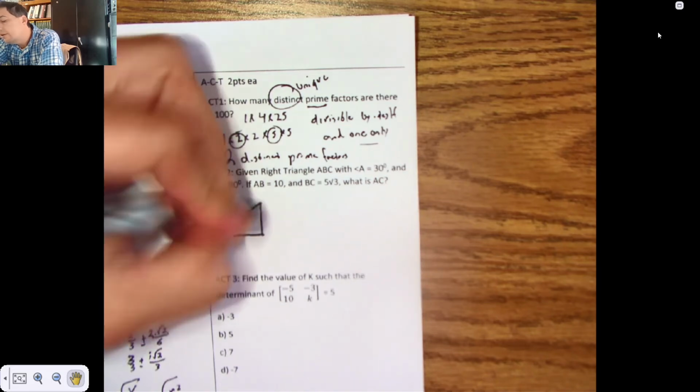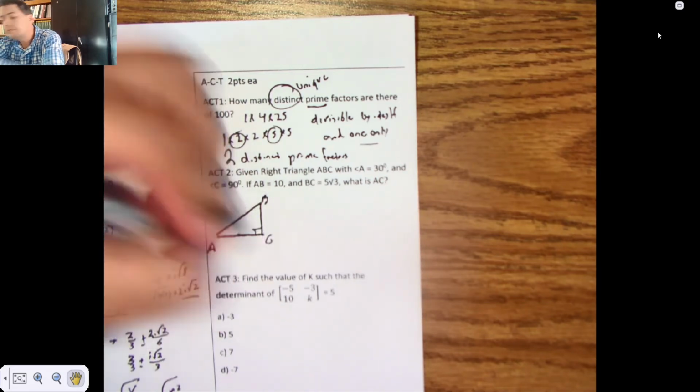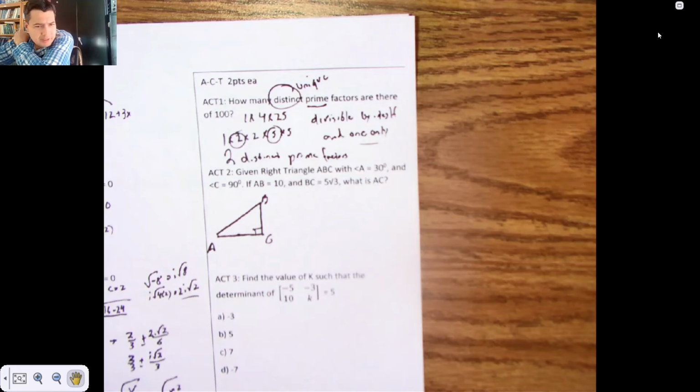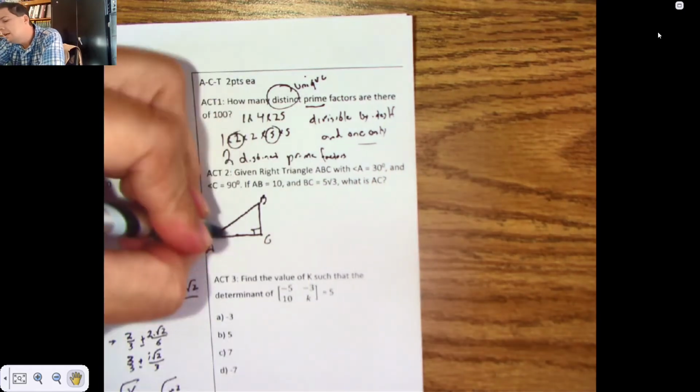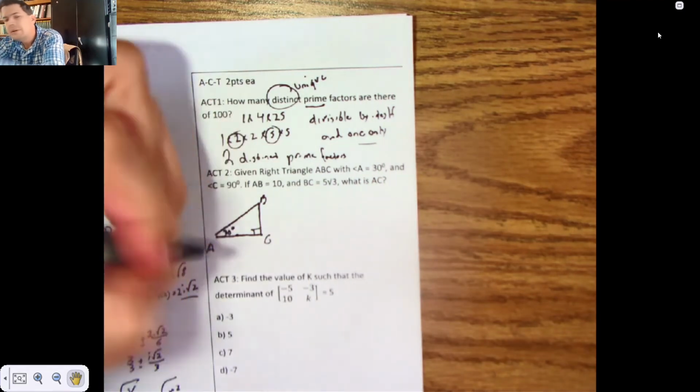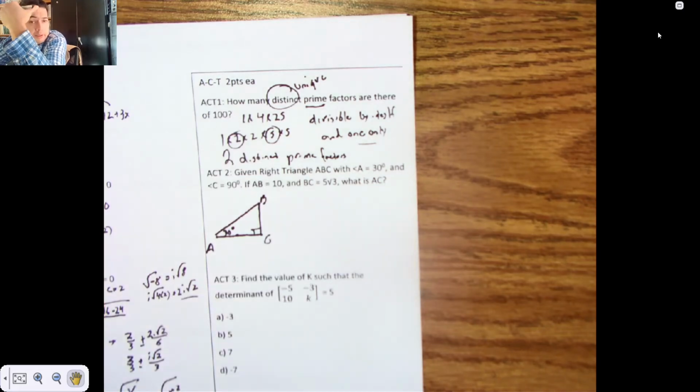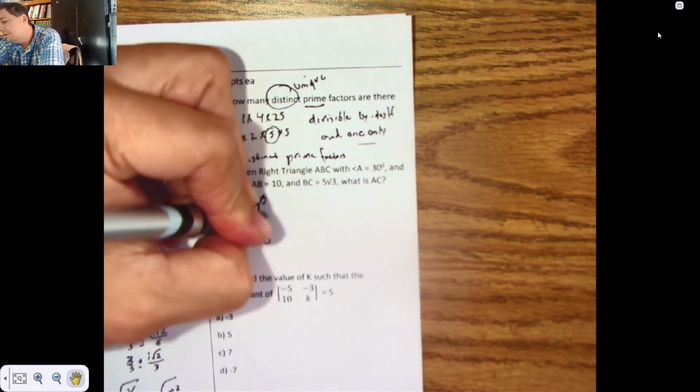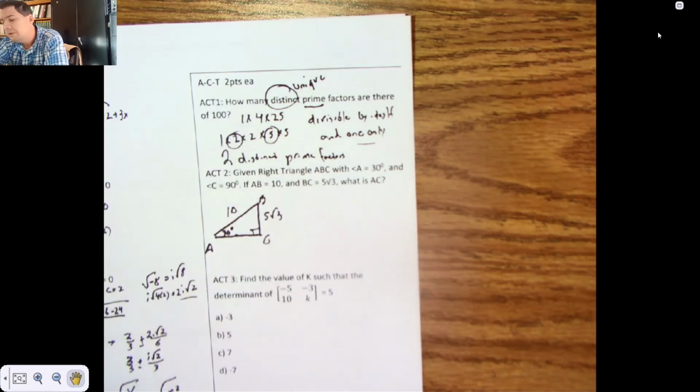So it's about triangle ABC. That's how they're drawn. It says the measure of angle A is 30 degrees. Angles lie inside a triangle, not outside. And C is a right angle. It says AB is 10 and BC is 5 root 3. What is AC? So I'll show you 2 ways of doing this.